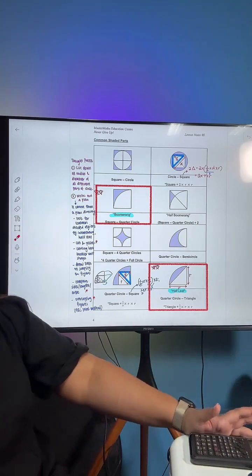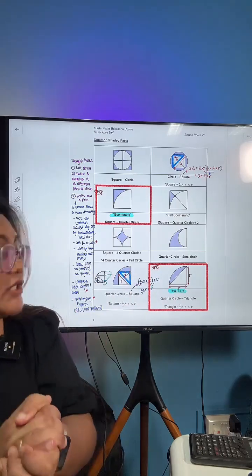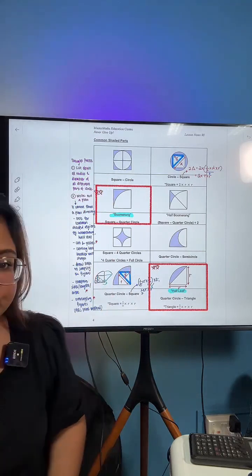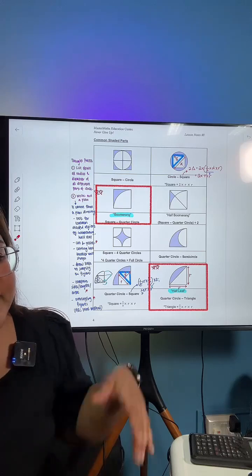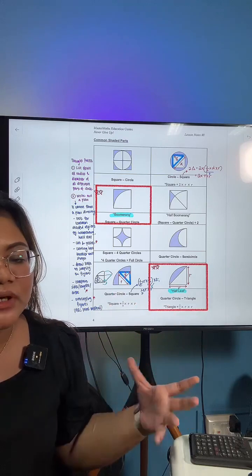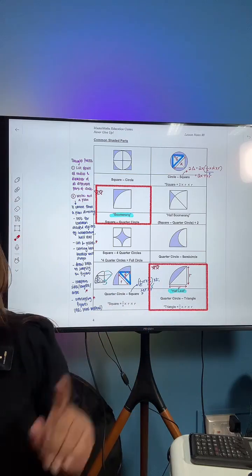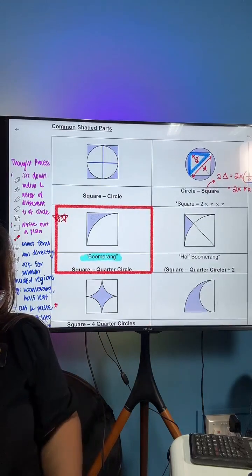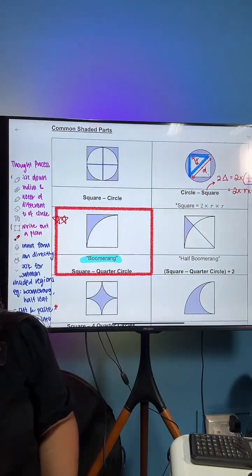Basically, what we do here is this. When we see a circles question, the very first thing we do is list down all the radius and diameter of the different parts of a circle. If we see a semicircle, a quarter circle, a full circle, all different sizes, you list down all the radius, diameter, radius, diameter, radius, diameter. You list it down. Then after that, I'm going to zoom in for you.